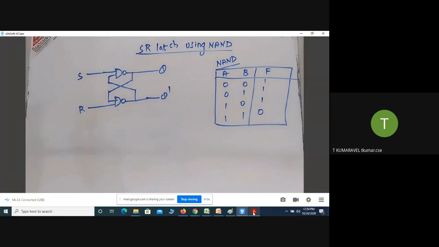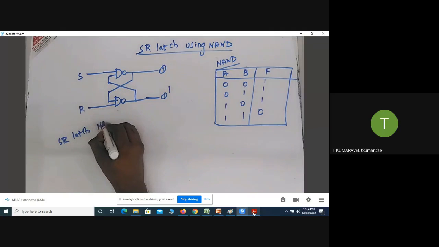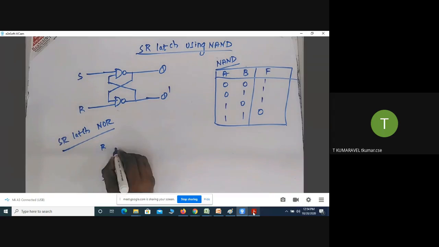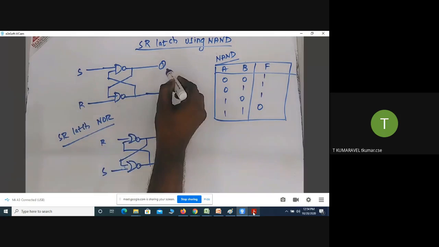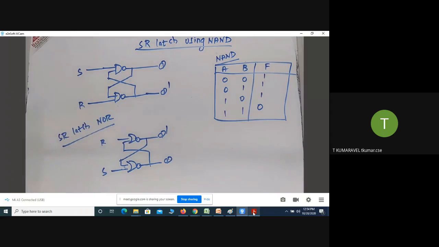You want to keep one more thing in mind. Suppose for the SR latch implementation using NOR gate, how should it appear? R is there and S is there. So the R output is called Q dash and the S output is called Q. Suppose I implement the SR latch using NAND gate, the S output is Q and the R output is Q bar. You want to keep that information in your mind.